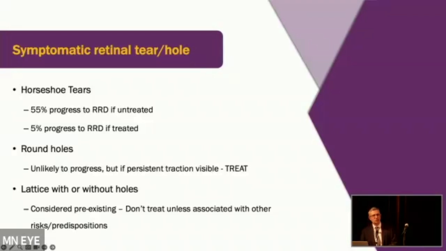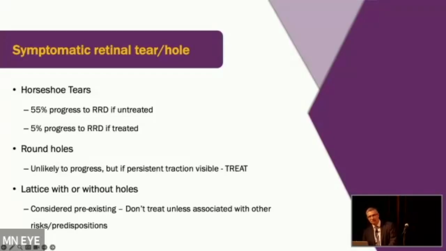So going back to horseshoe tears, 55% progress to RD. So again, not 100% of them, but a good proportion of them can progress to RD. And even if we treat them, 5% of these patients with acute symptomatic horseshoe tears may progress to RD. Maybe we missed the tear, or the traction was so much that it opened the tear before our scars build up. Round holes are more benign, and they don't progress to detachments, or don't progress as quickly.